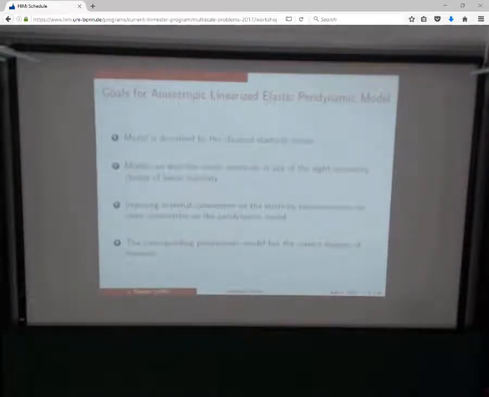All right, so let's talk about our anisotropic model. We had several goals in mind when we were trying to create it. One, we wanted it to be described by the classical elasticity tensor, and this is mainly for implementation purposes. The classical elasticity tensor constants have been measured for a lot of different materials. We don't have to measure new things.